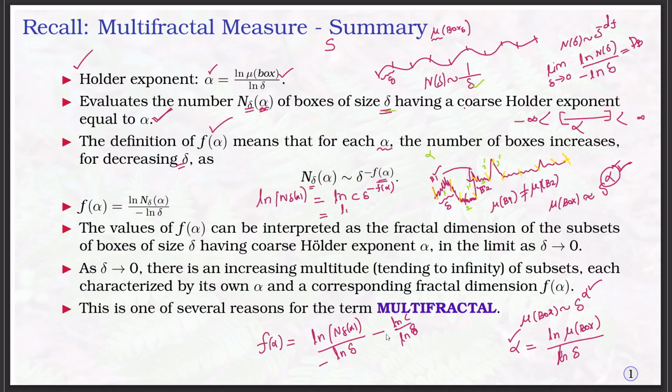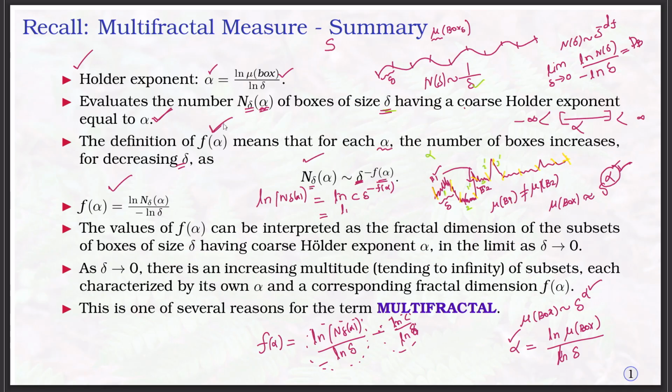When this delta approaches 0, like in the box counting method, we can ignore this quantity, then we remain with this quantity. This quantity we are writing here as f of alpha equals ln N delta of alpha over minus ln delta. This N delta of alpha follows the power law property with respect to the scaling delta. Now we have got f of alpha from this power law property.